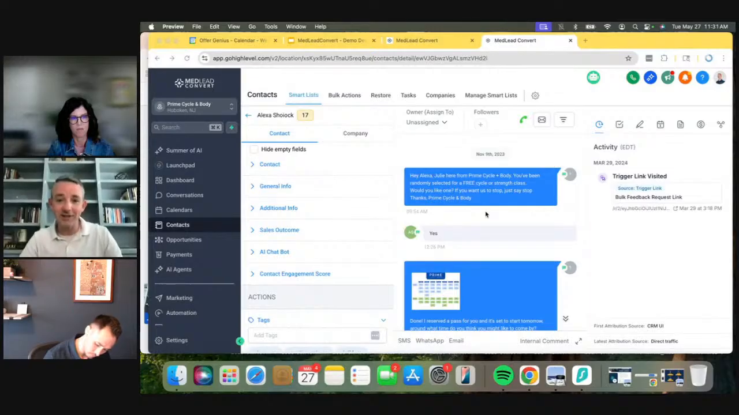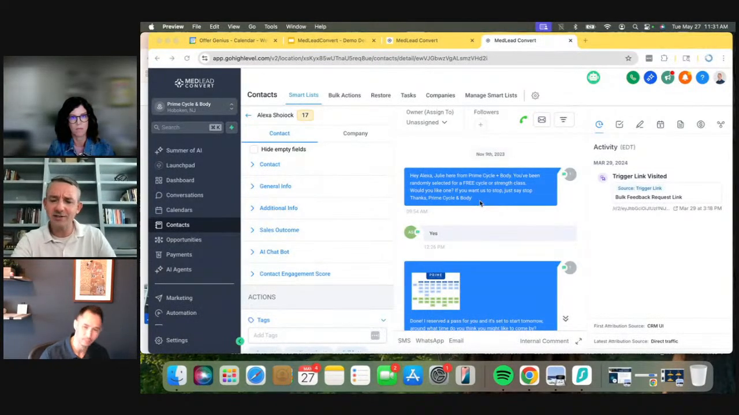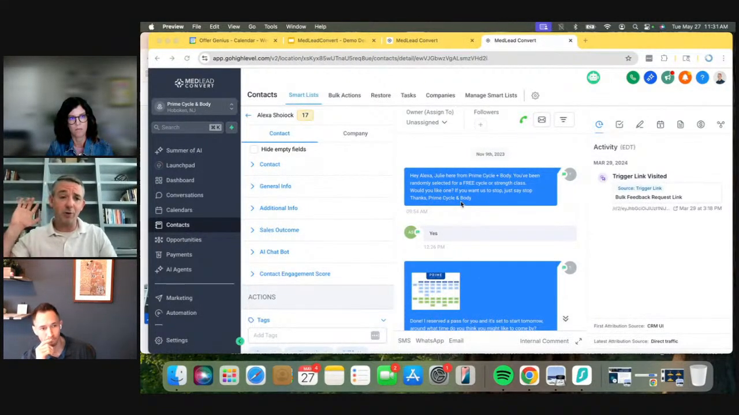Let me show you this one example real quick. This is a cycling example from a little while back, but it still shows you how effective a database reactivation can be. This client is in Hoboken, New Jersey, so it's basically downtown New York. She owns a cycling studio. You can't throw a rock without hitting 15 other cycling studios.